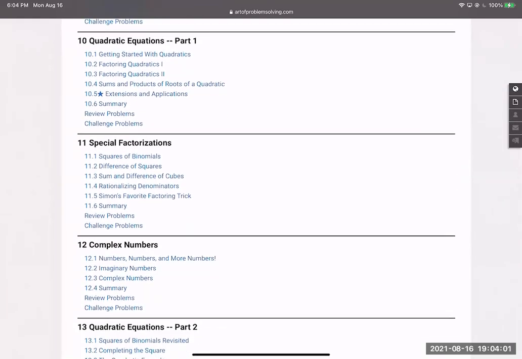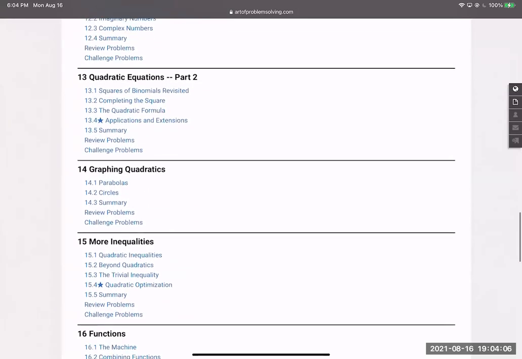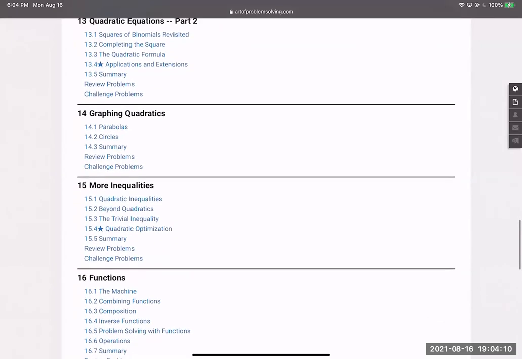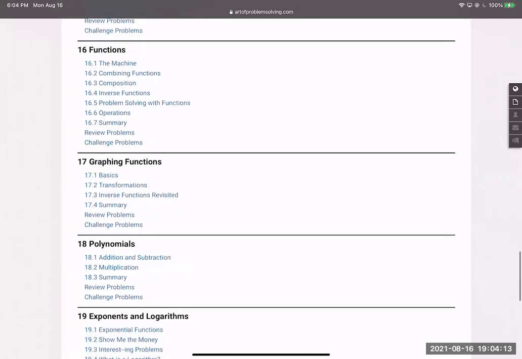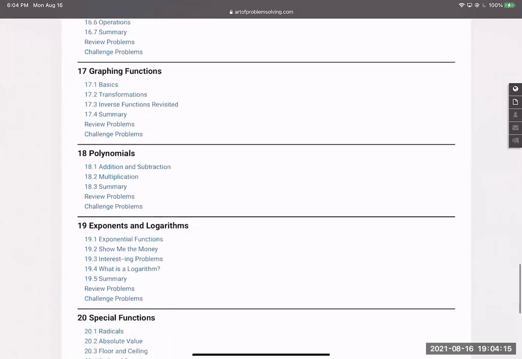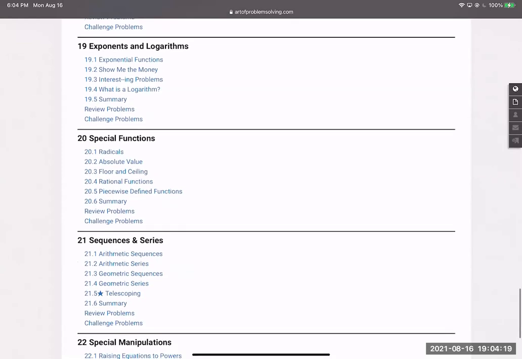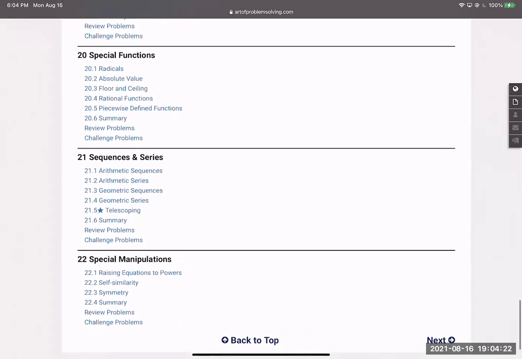quadratics, special factorizations. We're going to introduce complex numbers, move on into some more quadratic equations, graph those quadratics, more inequalities, and then functions, graphing functions, polynomials, some exponents, and then from there we're going to end up just wrapping things off with special functions, sequences, and just a little bit of manipulation. So this is just an overall idea of what we're going to go through.